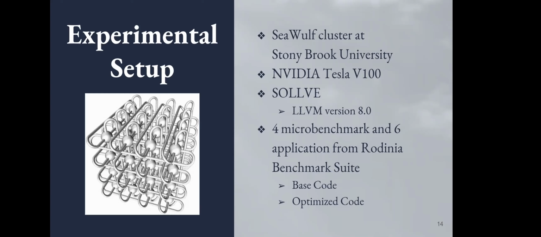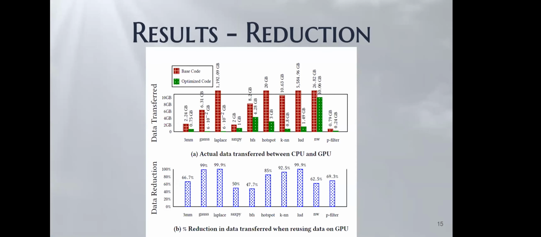We also collected some profiling data, which we'll be discussing in the next slides. The first data that we collected was how much data was transferred between the CPU and the GPU. For each application, we saw a considerable amount of data reduction from the base code when compared to our optimized code.